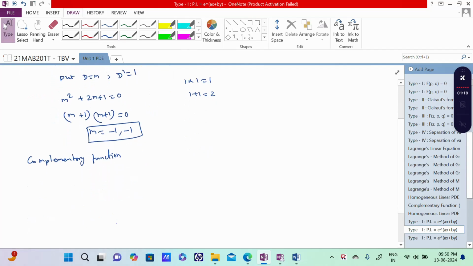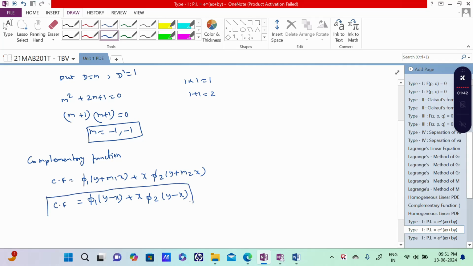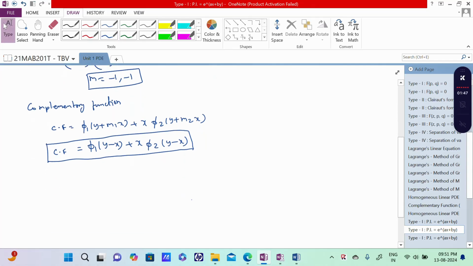Now to find the complementary function. When the roots are equal, the complementary function is phi 1 of (y plus m1 x) plus x into phi 2 of (y plus m2 x). With m1 equal to minus 1, it is phi 1 of (y minus x) plus x into phi 2 of (y minus x). This is our complementary function. And then the particular integral, which is based on the right hand side value.